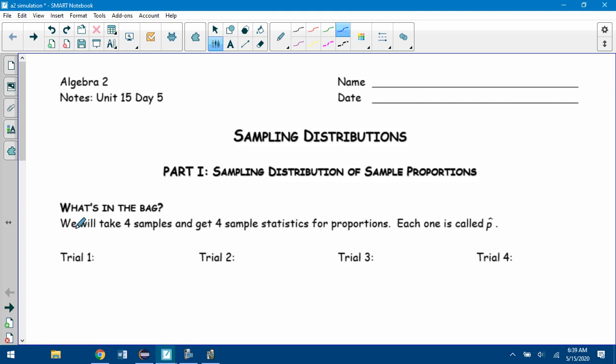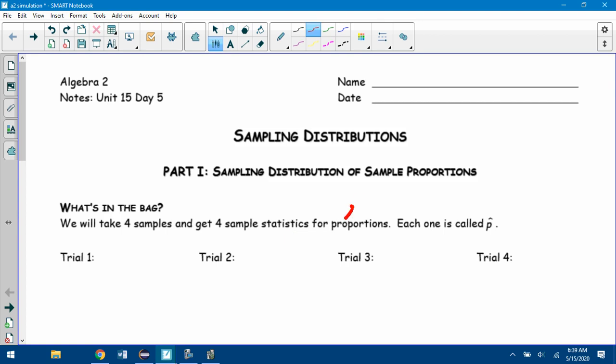What we're going to do to figure that out is I could just dump out all the chips and then count how many are red. But what if there's 1,000 chips in there? That'd be kind of obnoxious to count how many of those 1,000 chips are red. So what I can do is I can take 4 smaller samples and see in those 4 samples what percentage of them are red. We're going to take 4 samples and get 4 sample statistics for proportions.